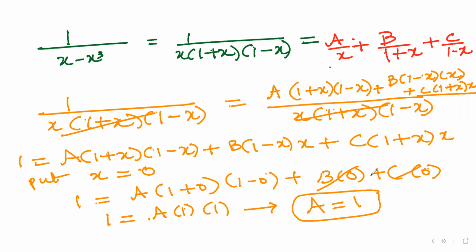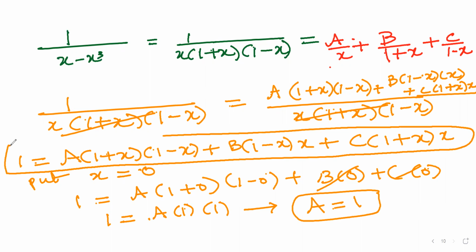Okay, so you got A is equal to 1. In this expression, what did I do? I put x is equal to 0, because to determine A, I need to equate the denominator of A to 0, that is x is equal to 0. And that's how I got this. Now I'll solve for B and C in a similar manner.